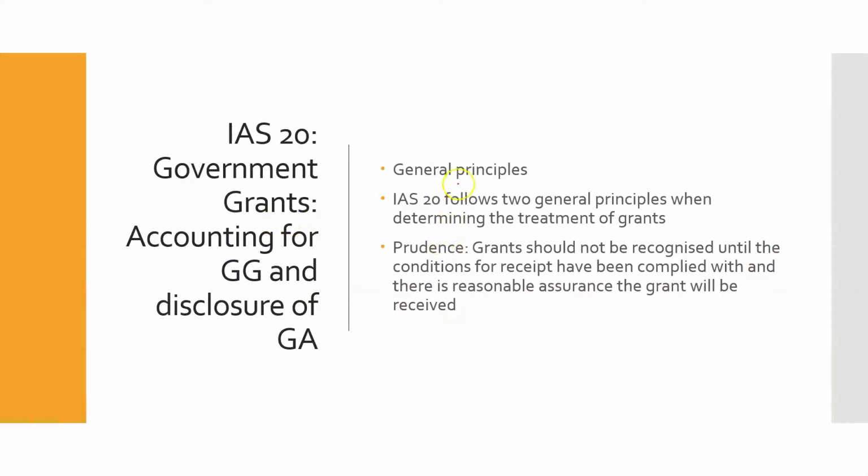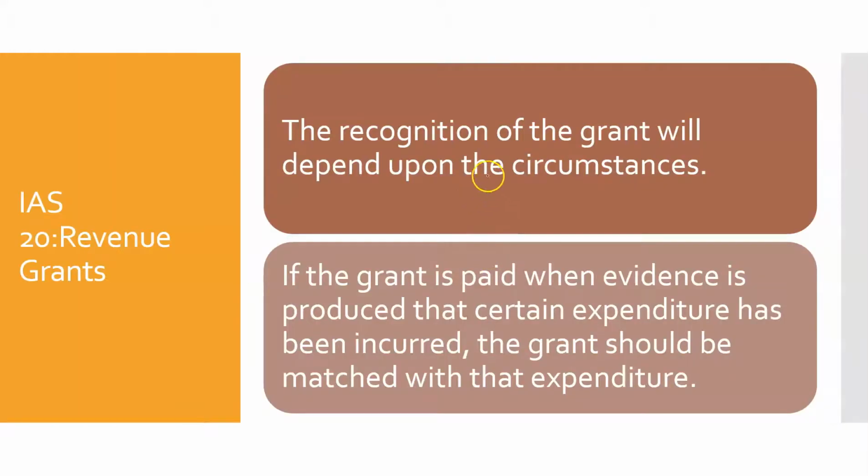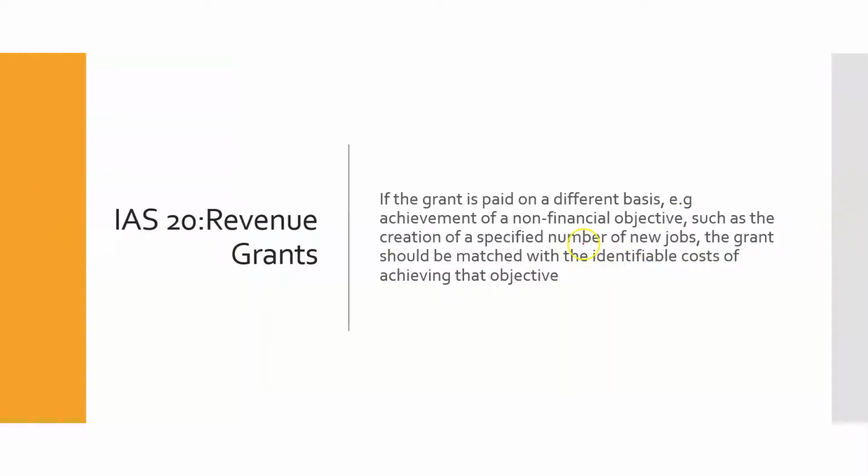And there are two options, really. Two general principles. Grants should not be recognized until the conditions for the receipt have been complied with, and there's reasonable assurance the grant will be received. Grants should be matched with expenditure towards which they intend to contribute, and that's really the aim, the point here. So the recognition of the grant will depend on the circumstances, and really it's watching to see how you're paid the grant, but it's about the matching concept ultimately.